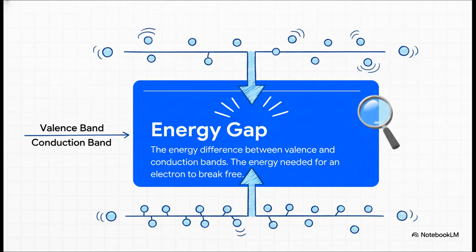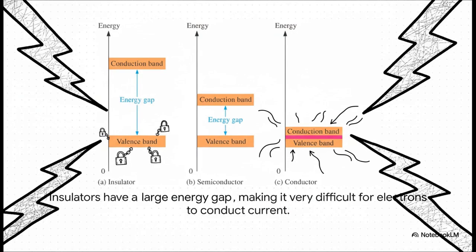And the space between them? That's the all-important energy gap. You can think of it as a hurdle. It's the amount of energy an electron needs to overcome to be free. So let's start with an insulator. Just look at that energy gap. It's massive. It's like trying to jump across a giant canyon. An electron in the valence band would need a huge jolt of energy to make that leap. Under normal circumstances, it's just not going to happen. So the electrons stay put. No free electrons, no current.